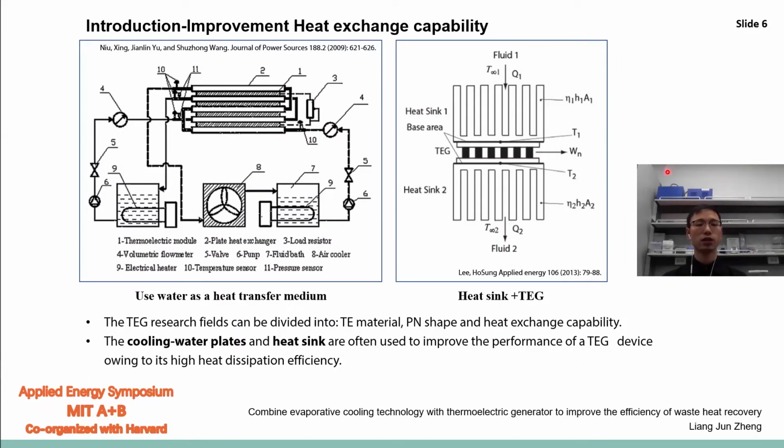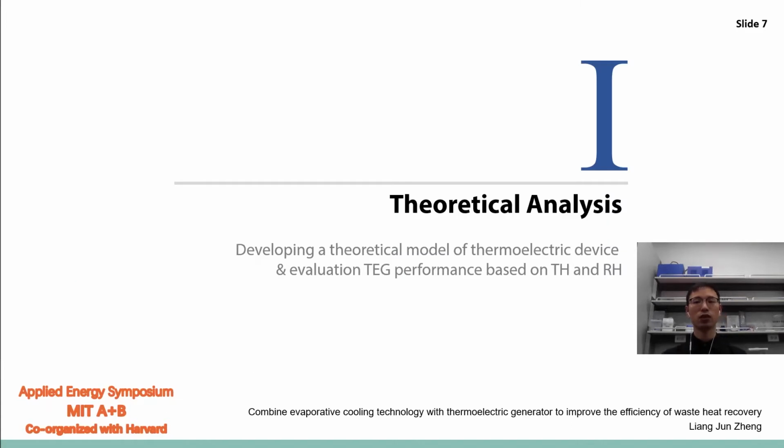The TEG research fields can be divided into three parts: TEG material research, P and N shape design, and heat exchange capacity improvement. In the traditional method, cooling water plants and heat sinks are often utilized to improve the performance of TEG, like in here. So now I will start my work.